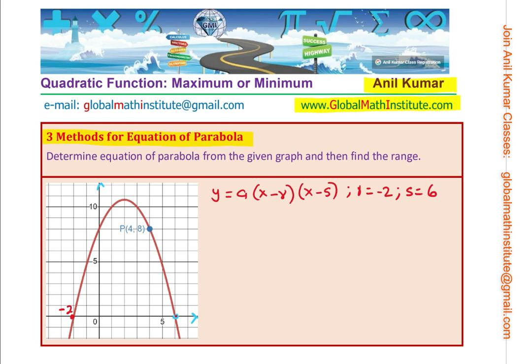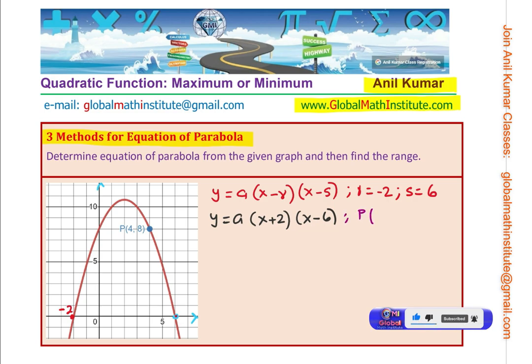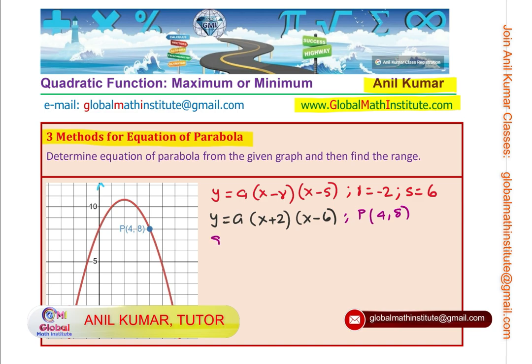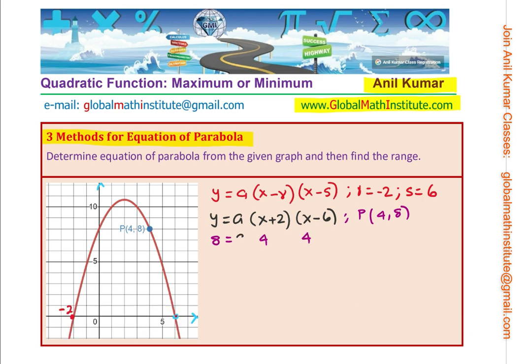So if these are the two x-intercepts, then I can write the equation as y equals a times (x minus of minus 2, which makes this x plus 2) times (x minus 6). Now to find the value of a, we need another point, and the point P is given to us. So we'll substitute the point P, 4, 8, substituting 4 for x and 8 for y. Now we have to find the value of a.